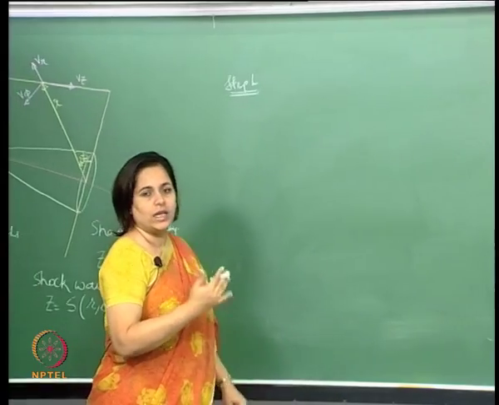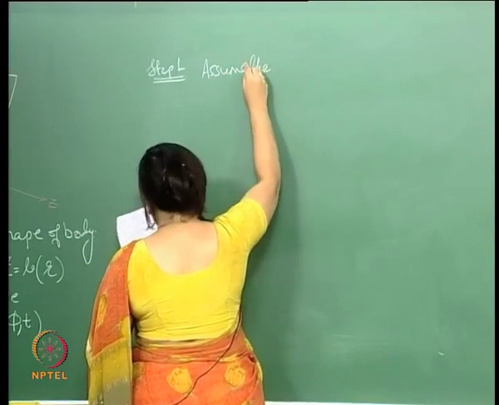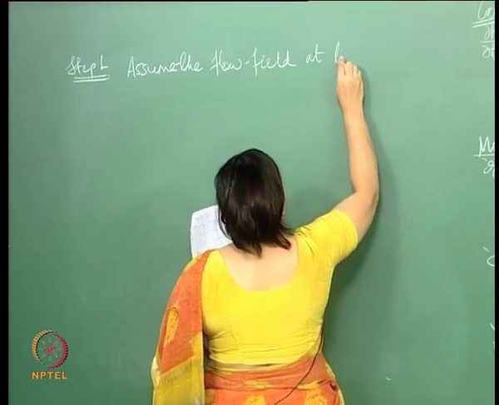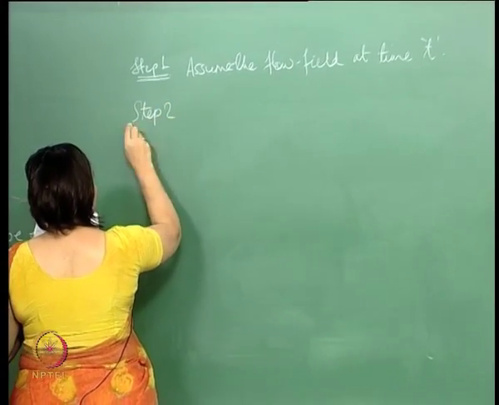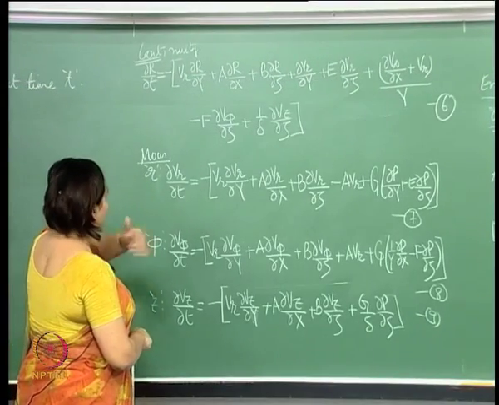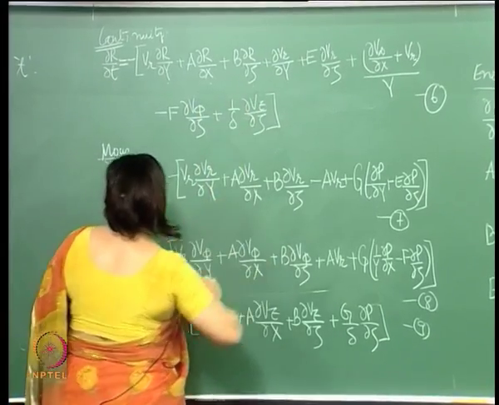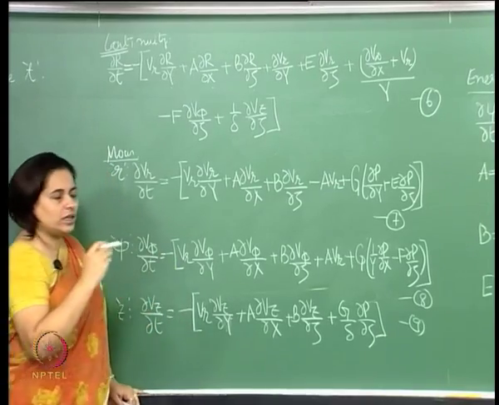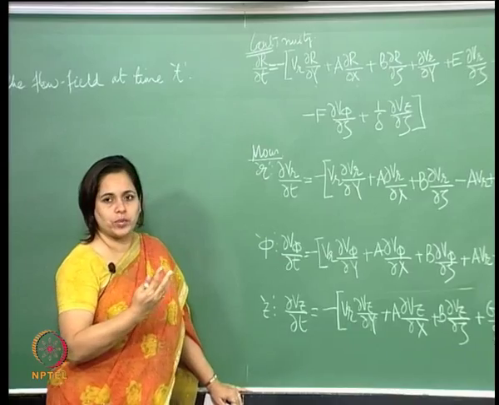So, the first thing we will do is assume the flow at time t. So, now if you look at each equation on the right hand side, we have the derivatives of the flow field with respect to x, y, tau, etc. Each and every equation here on the right hand side basically consists of the derivatives of the flow properties in x, y, and tau directions. So, we have the derivatives of the flow properties in space.